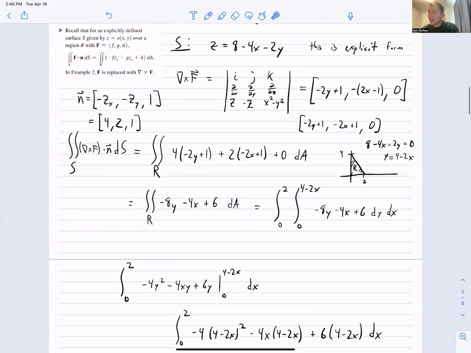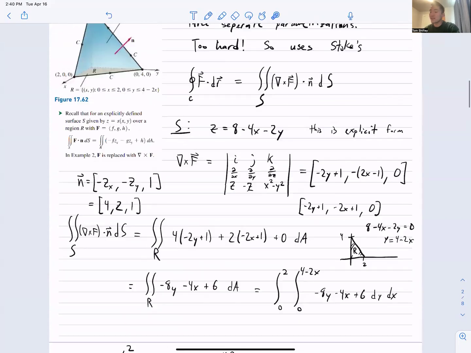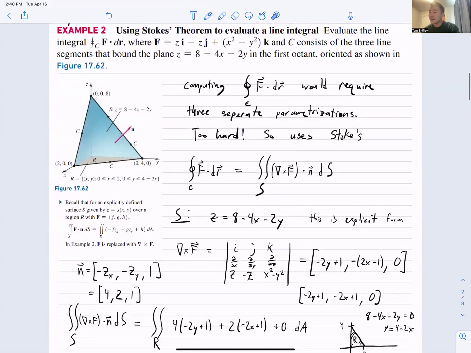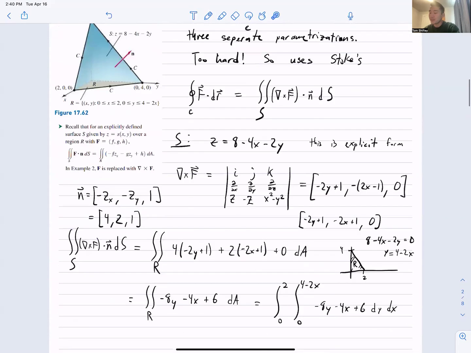And so Stokes' theorem allows us to do that. There's a lot of good stuff in here. There's flux integrals, there's parameterizing. Well, actually, you don't really have to parameterize anything. And so I really like this one. This is a good problem.